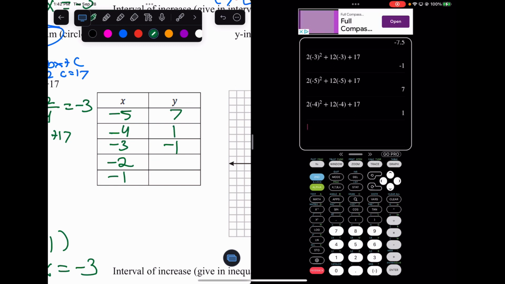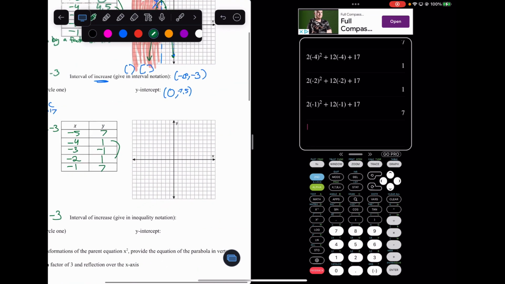All right. And then we can plug in our -2. And I get a 1 out, which makes sense because remember, these are supposed to reflect. I'm just plugging them in to make sure I plugged them in correctly initially. That's good as a double check. And I got 7 out, so that's great. So I can go ahead and graph this now.